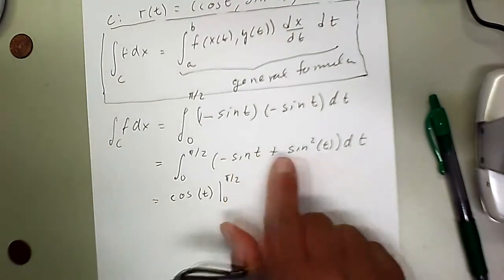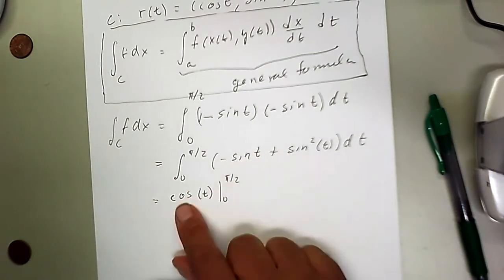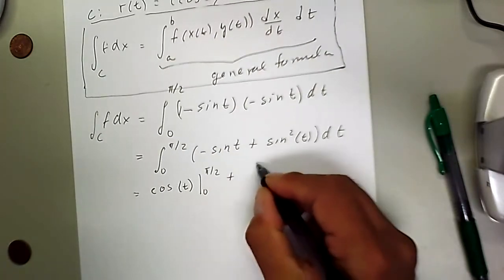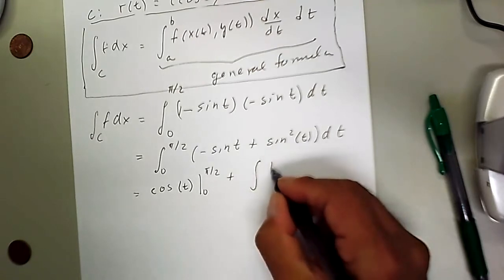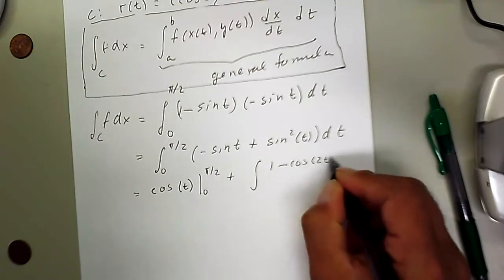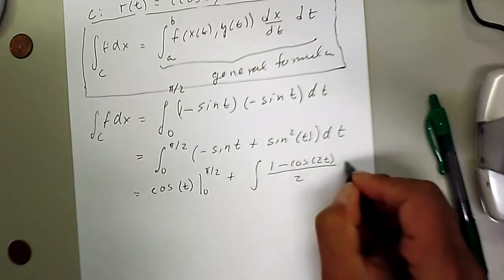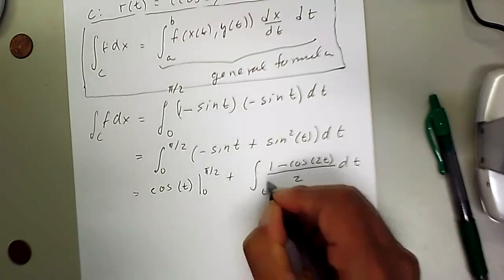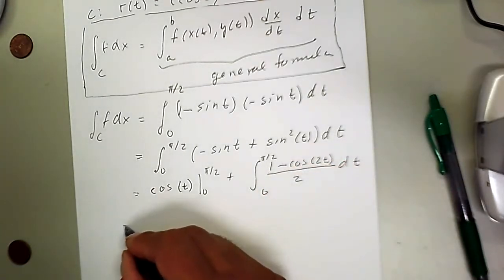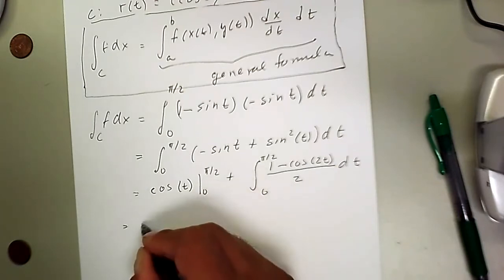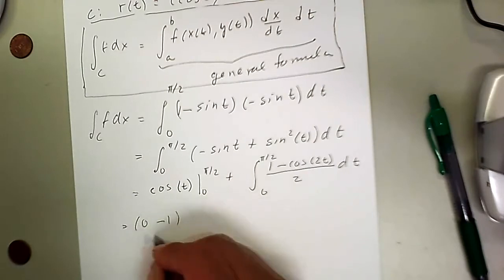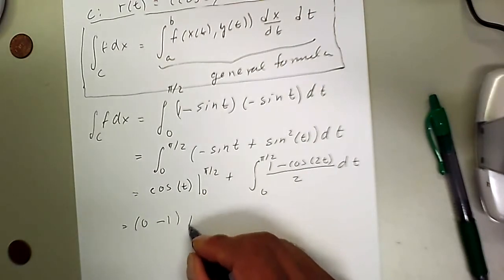Let's split that into two integrals. This one is fairly straightforward. Derivative of cosine is negative sine, so there it is. Plus, and here we need to do this trick of changing sine squared into 1 minus cosine of 2t over 2 dt, still from 0 to pi over 2. And then we'll handle that well in the next step. So cosine of pi over 2, again, is 0 minus 1. That takes care of this portion of the solution.